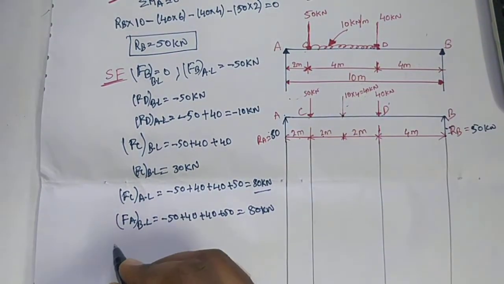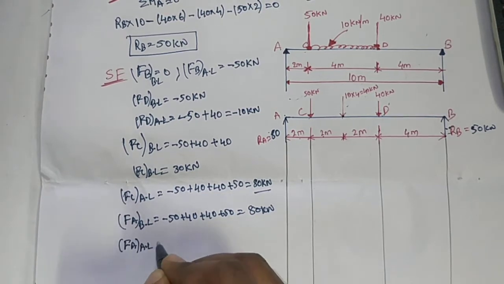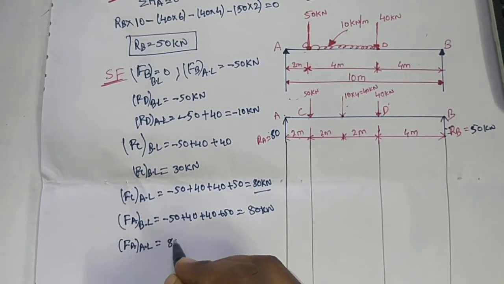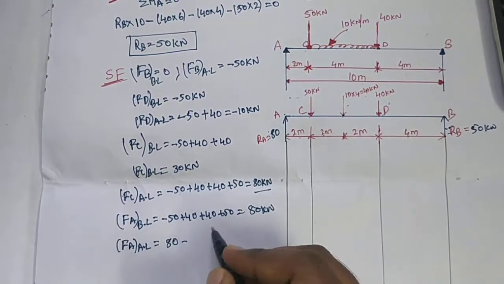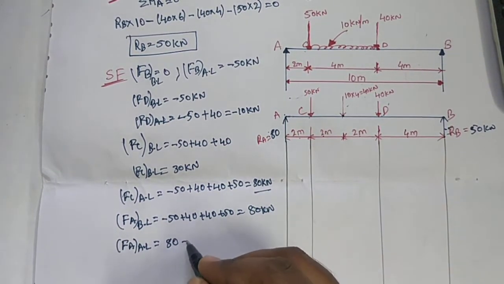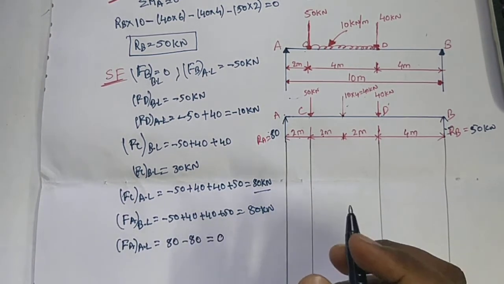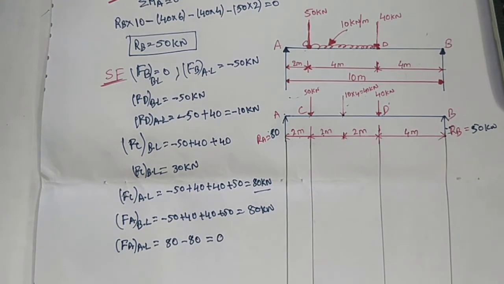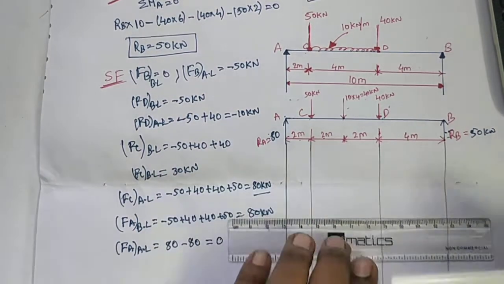Okay, next, shear force at point A after load. Before load is 80. By considering the reaction force acting upward on point A, it is minus 80, so the value of shear force at point A by considering the reaction force is 0. Okay, by using these values, draw the shear force diagram.